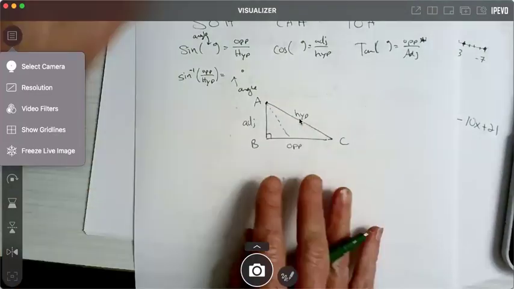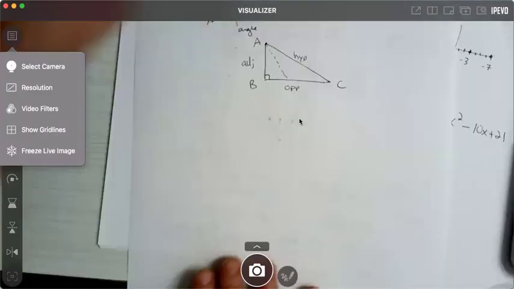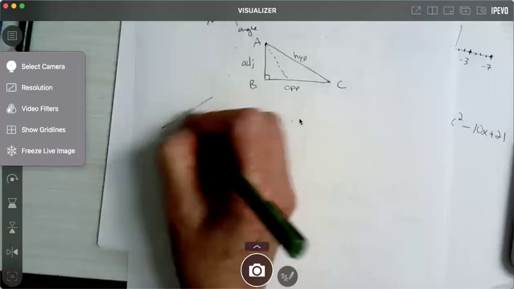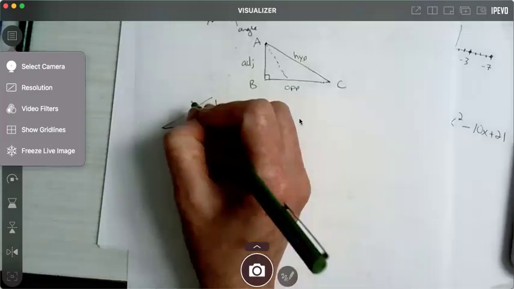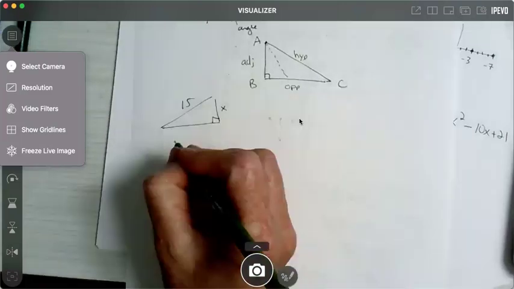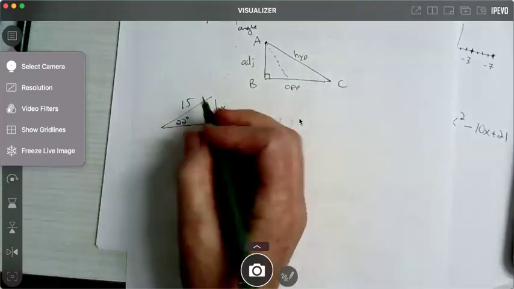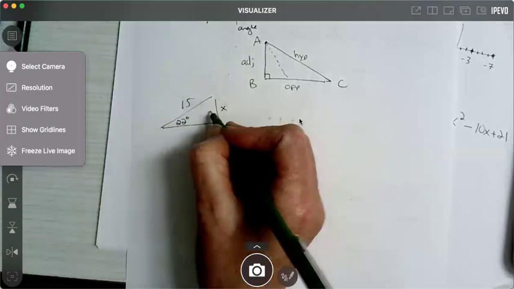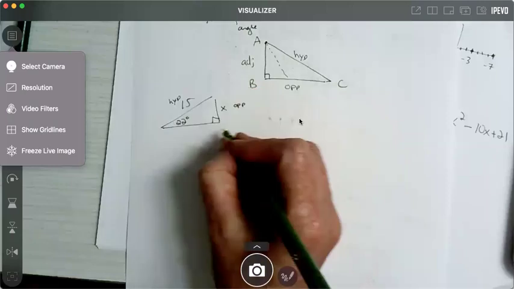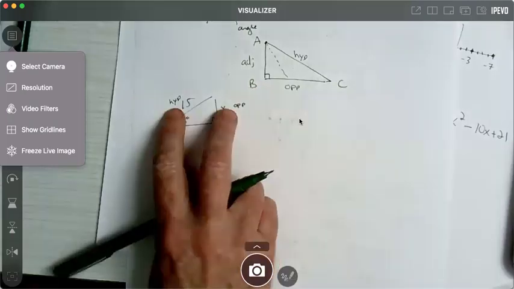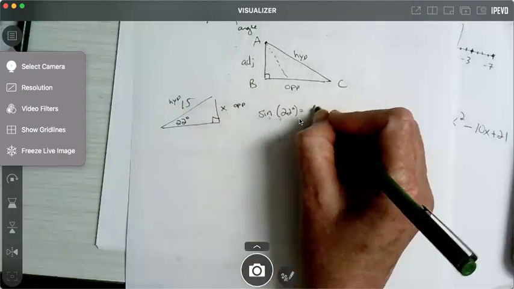So a very quick example of how you would find a missing side. If I have a triangle that looks like this, and I have that this side is 15, I'm looking for x, and this is 22 degrees. I first identify what pieces I have here. The x is the opposite, and this 15 is my hypotenuse. Opposite and hypotenuse, that would give me sine. I know the sine of 22 degrees is going to be equal to x over 15.